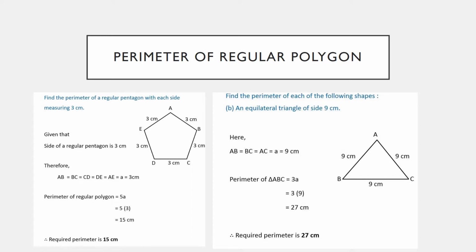Now another example: find the perimeter of the triangle of side 9 centimeter. Now this is an equilateral triangle because all three sides are equal. AB, BC and AC all are 9 centimeter. Suppose I take the side as A. So the perimeter of this equilateral triangle ABC will be given by 3 into A. Now A is the side that is given as 9. So 3 into 9 will be equal to 27 centimeter. So the perimeter will be 27 centimeter.